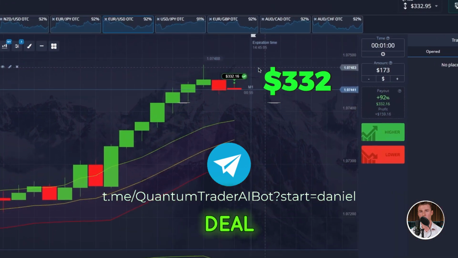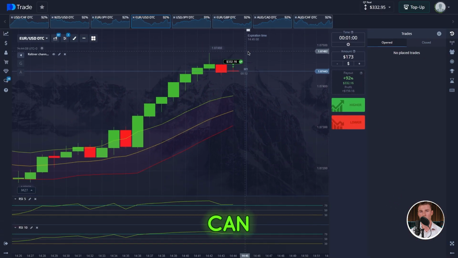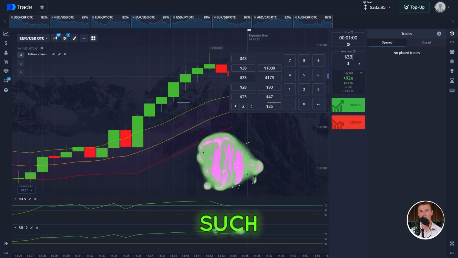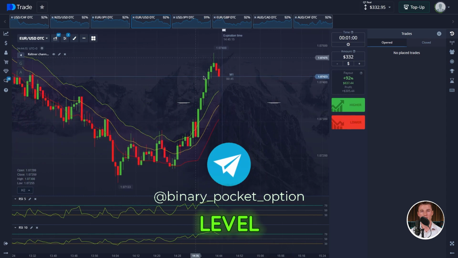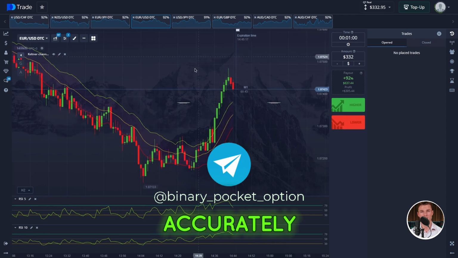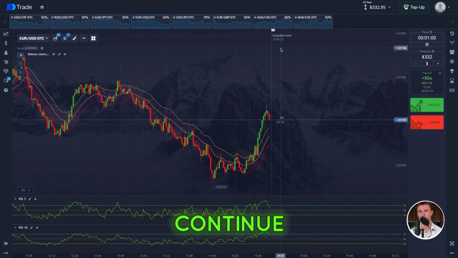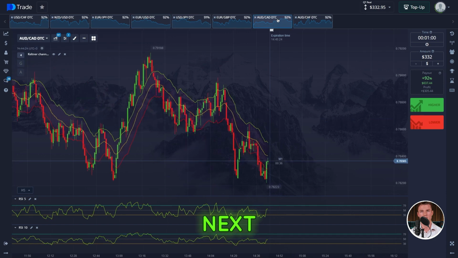And our next deal closes in A+. As you can see, this strategy allows you to open deals even in such a place and at such a level, in general, to accurately close deals in A+. Let's continue trading and select the next currency pair.